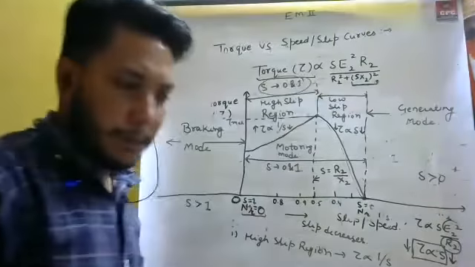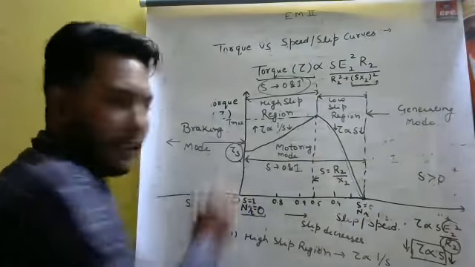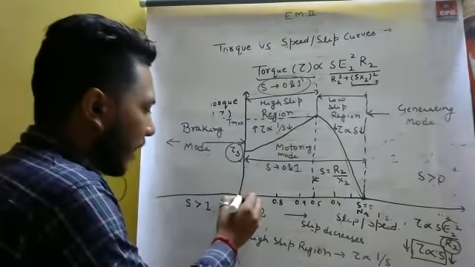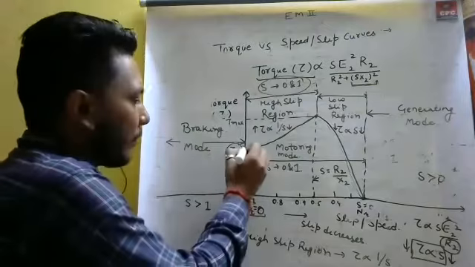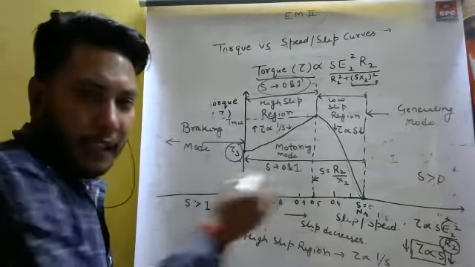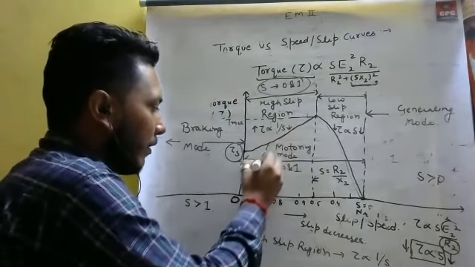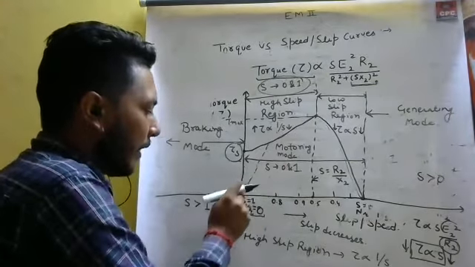So this is your torque versus speed curve. Now the question is: why does the starting torque never start from zero? Why does it start from some point here, Ts? This is the starting torque. This curve starts from here. Why does this curve not start from here?